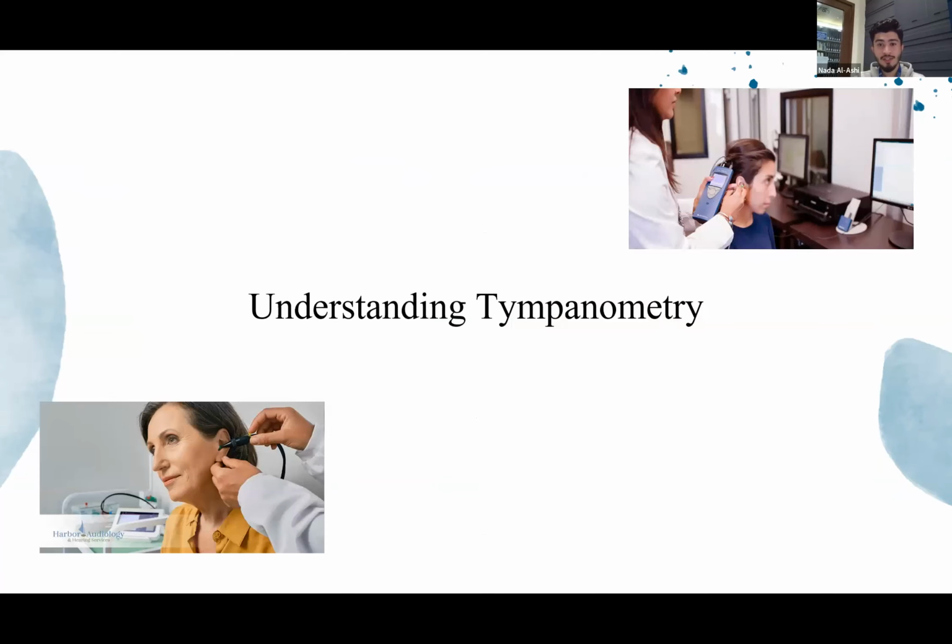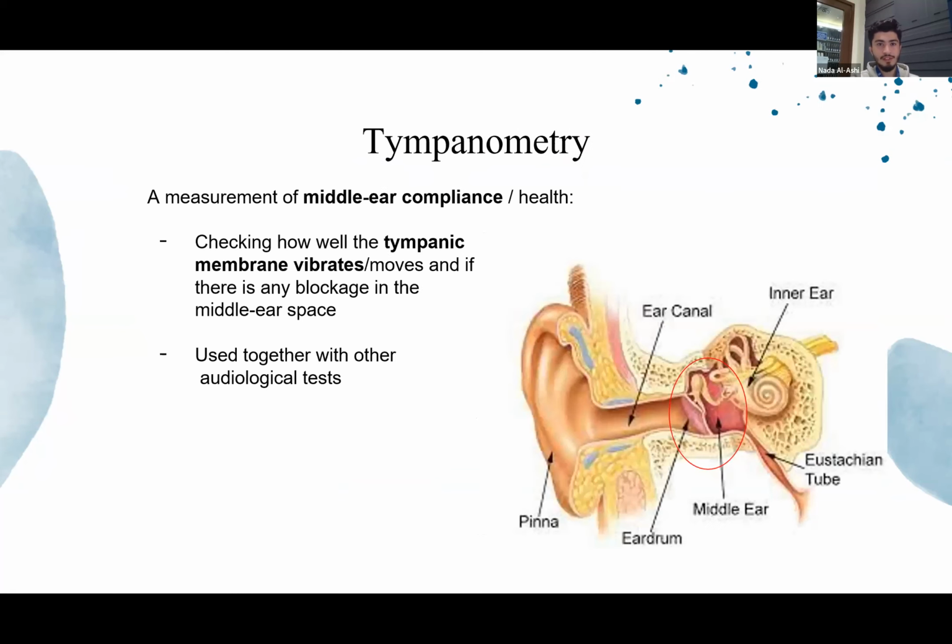Now I'm going to go through tympanometry. Tympanometry is another essential test that we always do in clinic, and this just adds further to our audiometric results. Tympanometry is a measurement of middle ear compliance or health. Now, when I say middle ear, this is what Nada described before. The place I've circled in red between the eardrum and the inner ear, where we have our three bones and just that empty cavity or space.